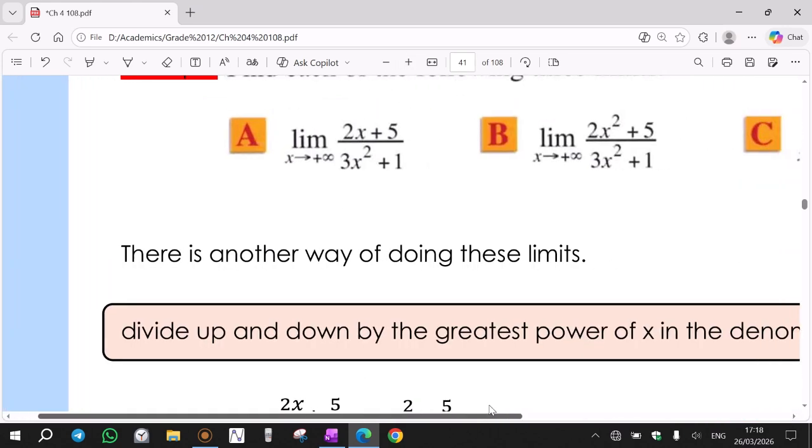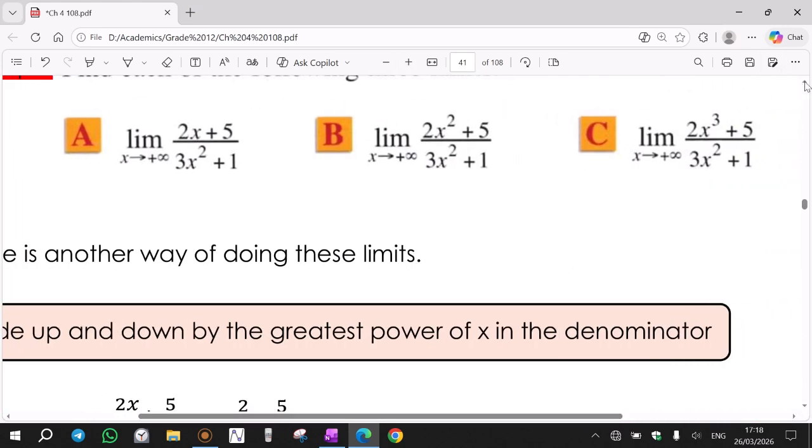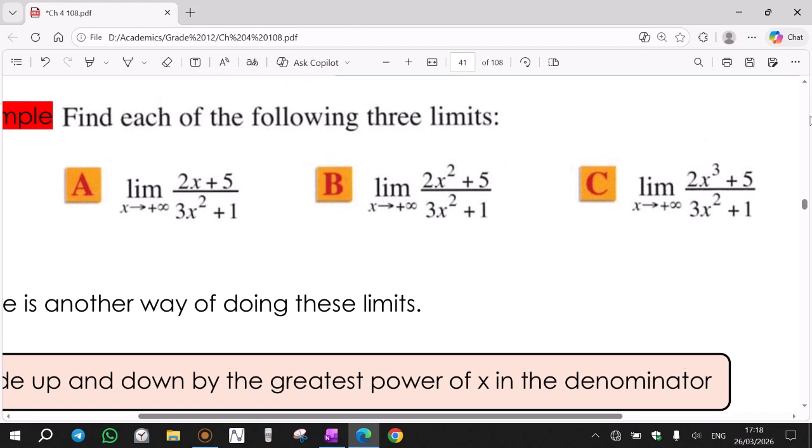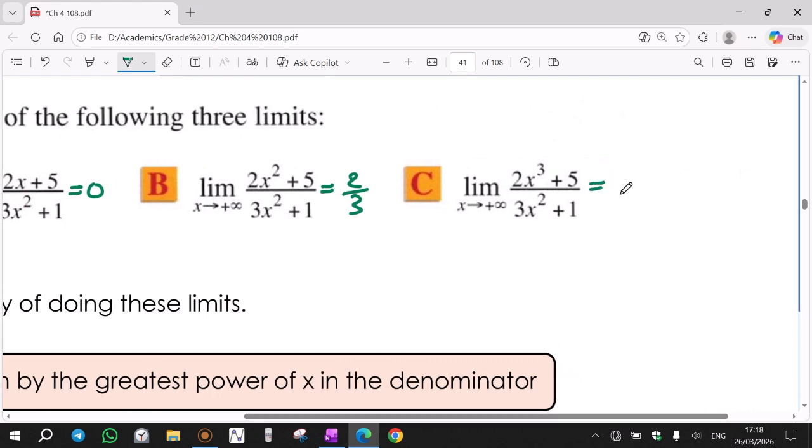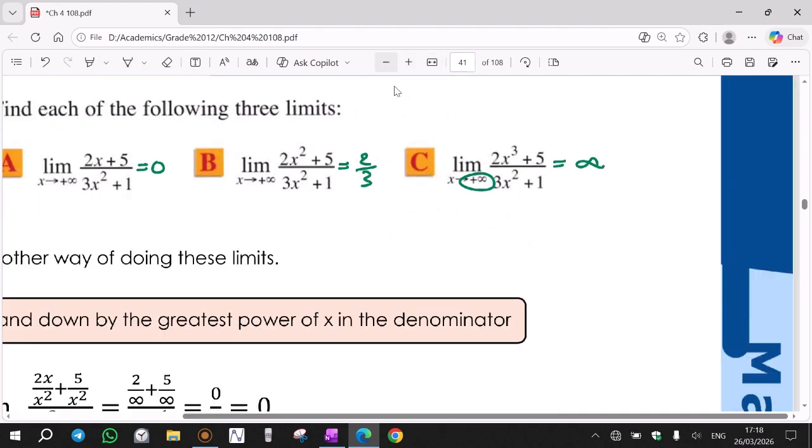Now we have 3 examples here. All the 3 cases of horizontal asymptote are in one question. Number 1, degree of up is less than degree of down, result is 0, directly. Degree of up and down are equal, then result is 2 over 3. And here degree of up is greater than degree of down, result is infinity. The sign of the infinity depends on the sign of this infinity here, and these are all counted.